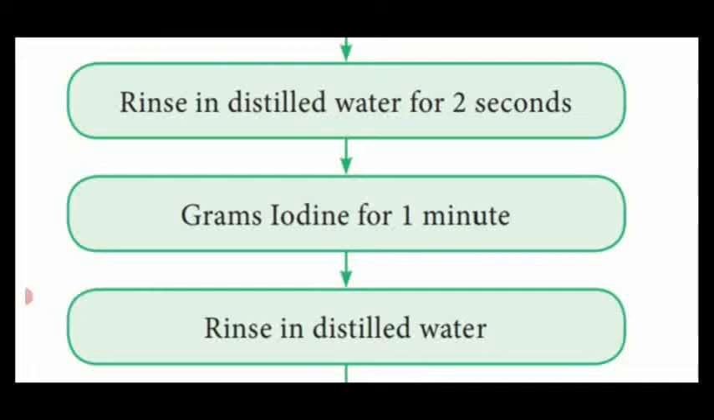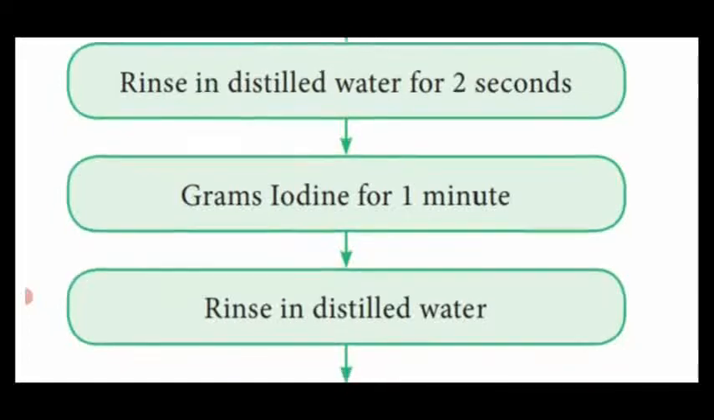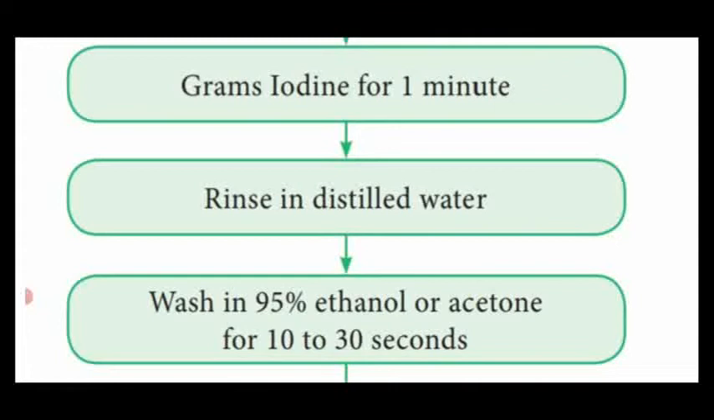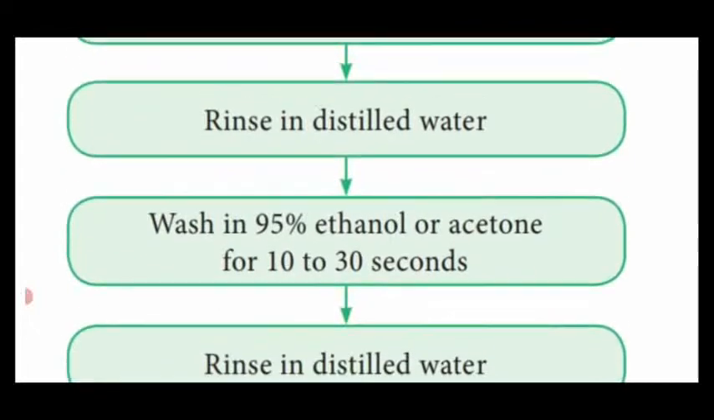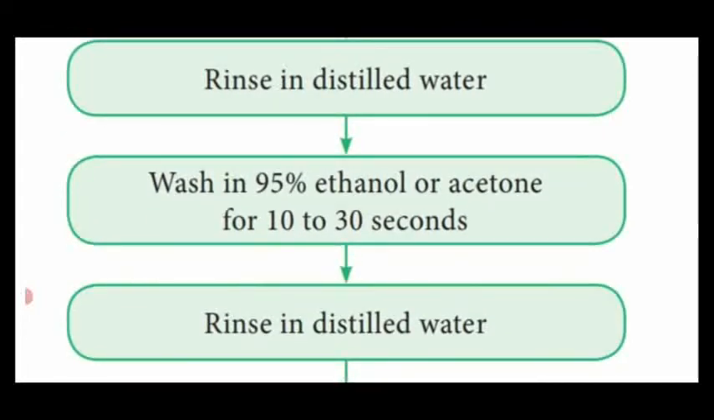Rinse. Okay, so rinse with distilled water for 2 seconds. Then after that, add gram's iodine for 1 minute. After that, we have to add gram iodine solution for 1 minute. Then once again, rinse the bacterial culture with distilled water.